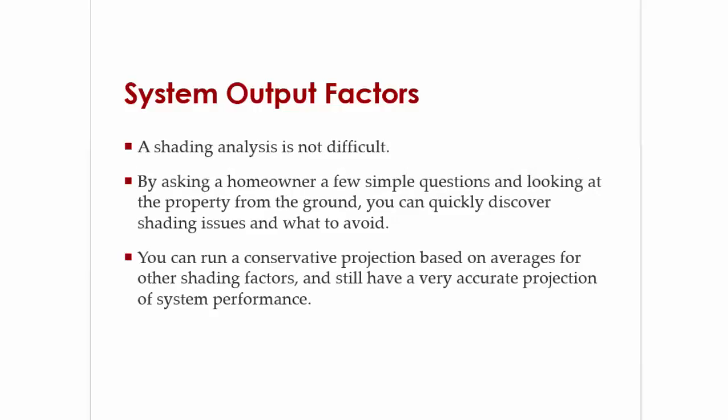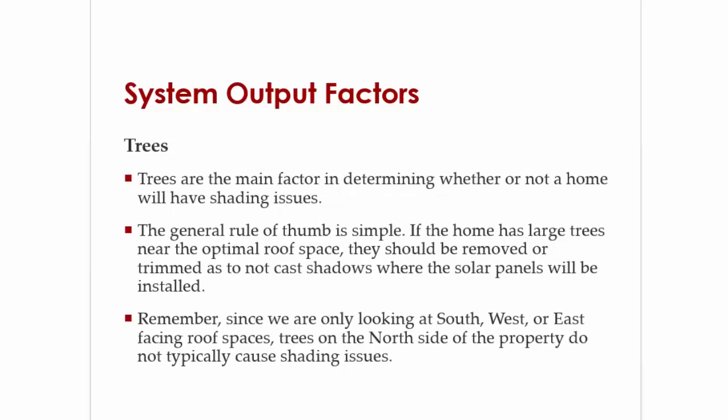A shading analysis is not difficult. By asking a homeowner a few questions and looking at the property from the ground, you can quickly discover shading issues and what to avoid. You can run a conservative projection based on averages for other shading factors and still have a very accurate projection of system performance. Trees. Trees are the main factor in determining whether or not a home will have shading issues.